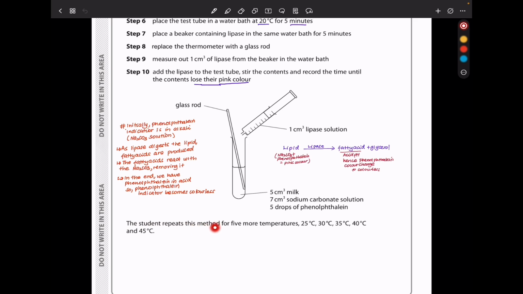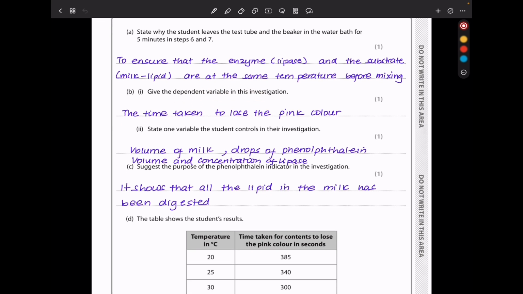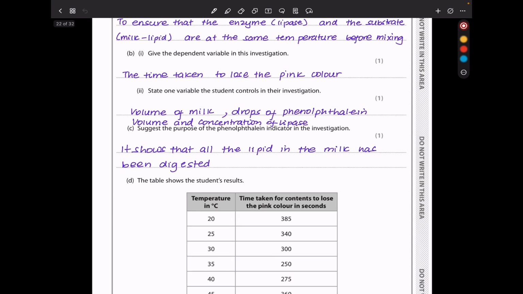They say the student repeats this method for 5 more temperatures. There is 25, 30, 35, 40, and 45. In part A, state why the student leaves the test tube and the beaker in the water bath for 5 minutes in steps 6 and 7. This is done to ensure that the enzyme lipase and the substrate, which is the milk containing the lipid, are at the same temperature before mixing. And then in part B, they say give the dependent variable in this investigation. The dependent variable is the result. In this case, it's the time taken to lose the pink color.